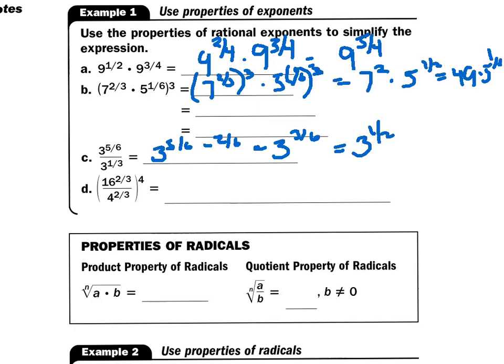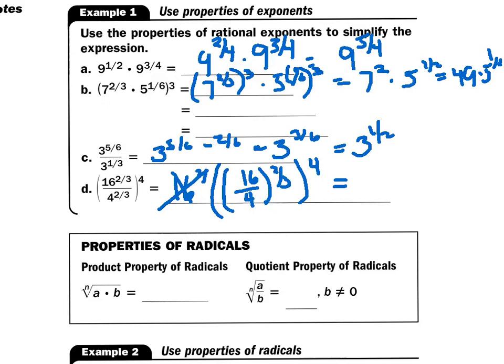D, let's pull it in. Well, let's go ahead and subtract it out first. So that is 16 to the 2. No, we can't subtract it out because we don't have the same basis. So let's pull that 2/3 out then. So 16 over 4 to the 2/3, and all that raised to the 4th power. So that would be 16 over 4 is 4 to the 2/3 to the 4th power. And then we need to multiply that out to say 4 to the 8/3.